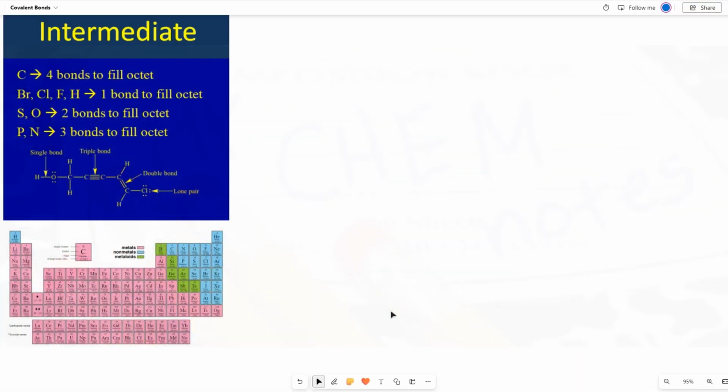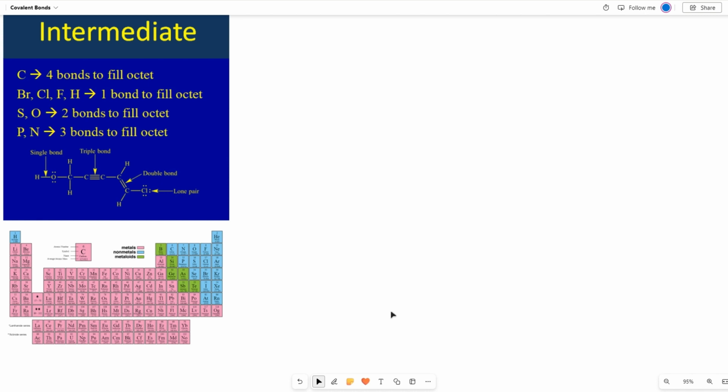Hello, fellow chemists. In this video, we're going to take a look at an introduction to drawing Lewis structures. This is labeled as an intermediate level video because it assumes you have a basic understanding of covalent bonding. If you need a review of that topic, I will put a link in the upper right-hand corner.